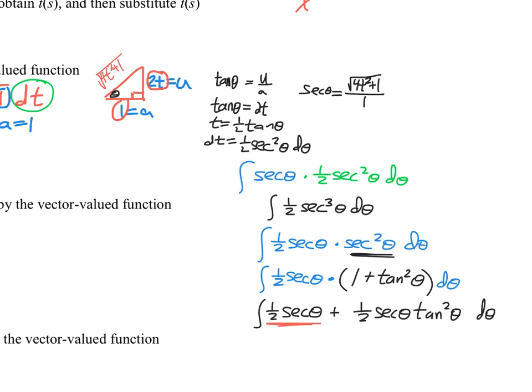So this part will integrate by rule. The other part we still have to play out. All right. So then it becomes a question of how do you want to play that out? So the first part, 1/2 ln secant theta plus tangent theta, plus the antiderivative of 1/2 secant theta tan squared theta d theta.